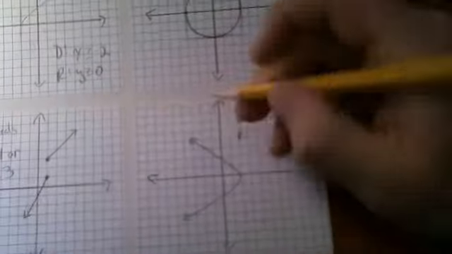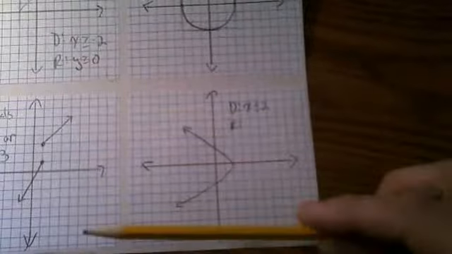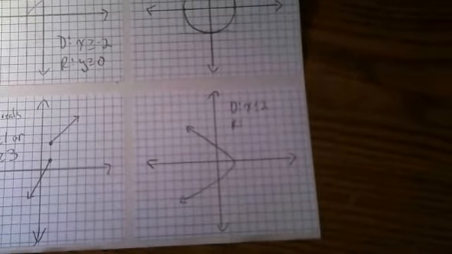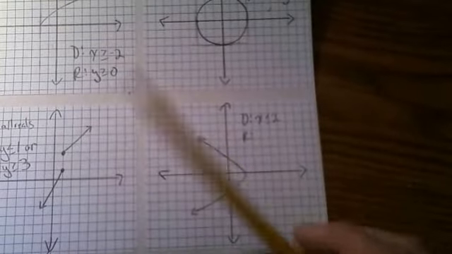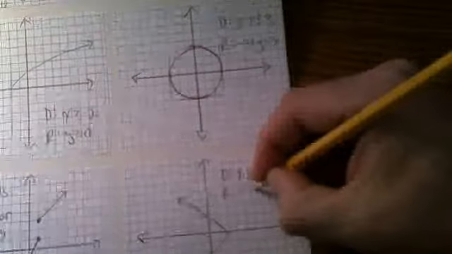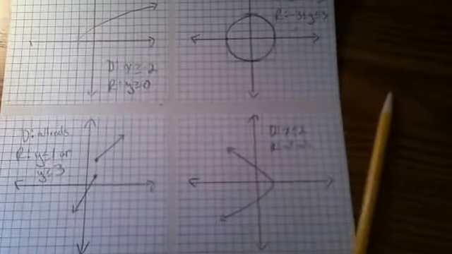The range, I'm talking about up and down. How far down does it go? Well, that's angled a little bit. It's going to go all the way down. How far up does it go? That's angled. It's going all the way up there forever. So the range is all reals. Just a little practice finding domain and range from a graph.